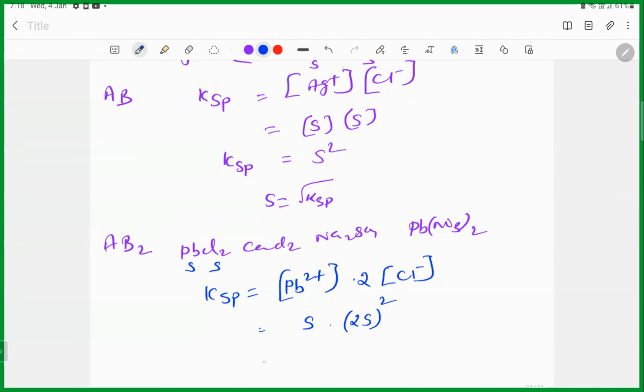Two S square, because of 2Cl minus, so 2S square, that is 4S square. The Pb2 plus is S, so S into 4S square becomes 4S cube. So like that it will come.